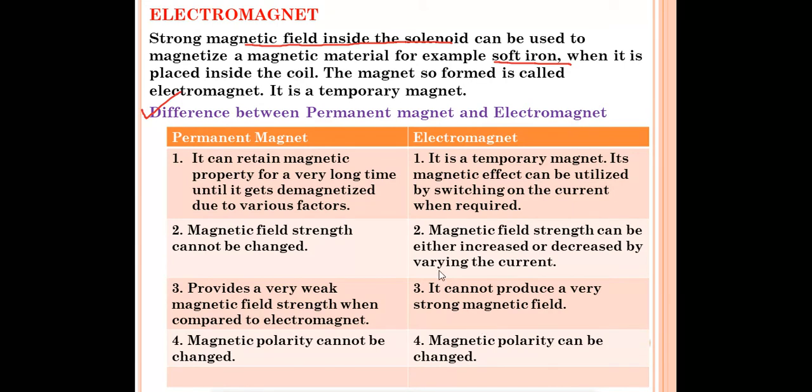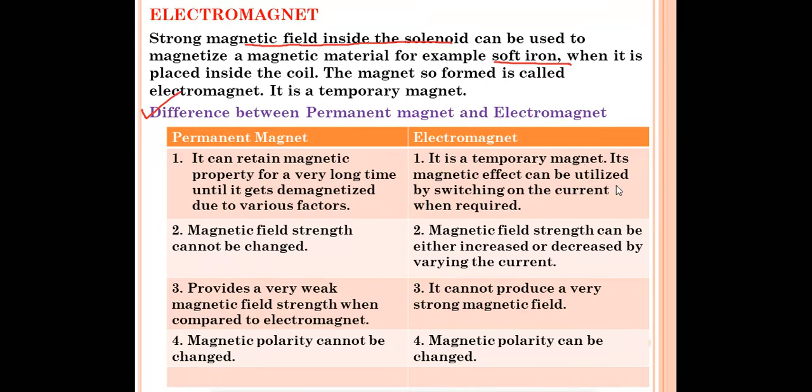For that, you have to make two columns. One for the permanent magnet and the other for the electromagnet. Permanent magnets are those magnets in which the magnetic property will be for a long period of time. Electromagnet, just now we have read that it is a type of temporary magnet. For permanent magnet, what you have to write? It can retain magnetic property for a very long time until it gets demagnetized due to various factors. And what is an electromagnet? It is a type of temporary magnet.